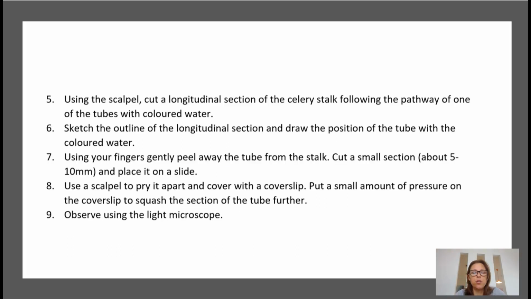Then what you're going to do also is cut a longitudinal section. That's a slice downwards of the celery stalk. And again, have a look at those tubes that have got the coloured water. And then we're going to draw some pictures. Now, because you can't do this yourself unless you've got celery, there are a couple of videos on Compass that I'd like you to watch demonstrating this happening so that you can still do the rest of the prac.